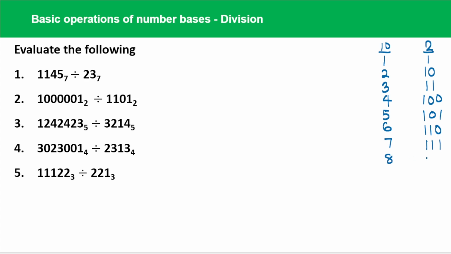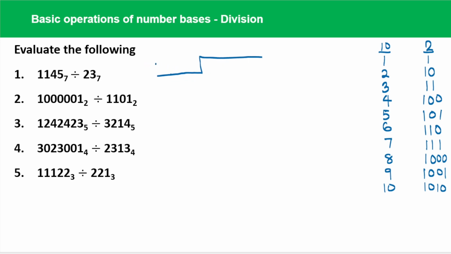And then 8 in base 10, that will be 1, 0, 0, 0. And then 9 in base 10, that will be 1, 0, 0, 1. And then 10 in base 10, that will be 1, 0, 1, 0. Now, having done this, let's now set up our division as shown.